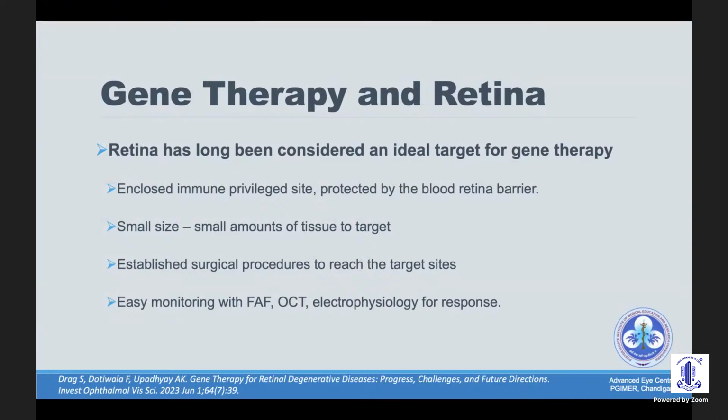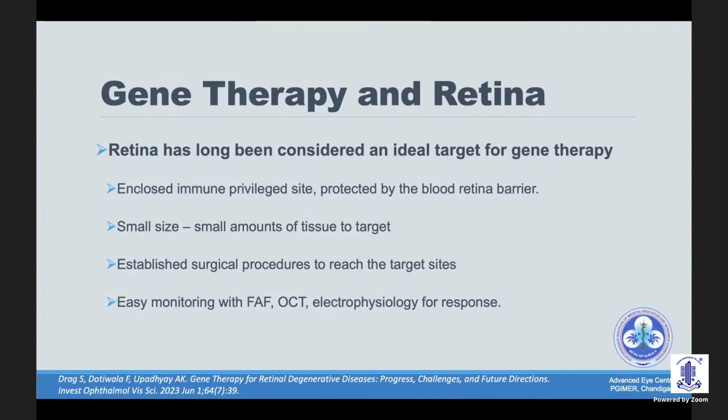It has a small size and a limited number of cells, so you know what you are going to target. There are established surgical procedures to reach the target site, which is a good thing. And we can relatively easily monitor the retina because we can directly see it.